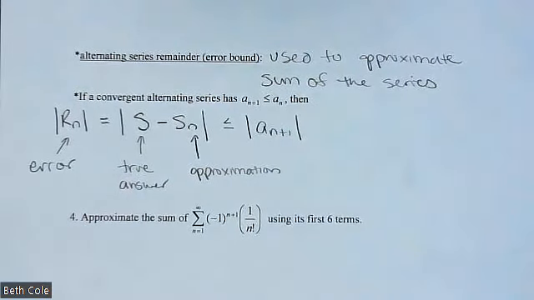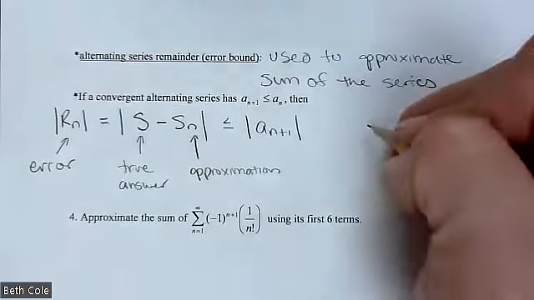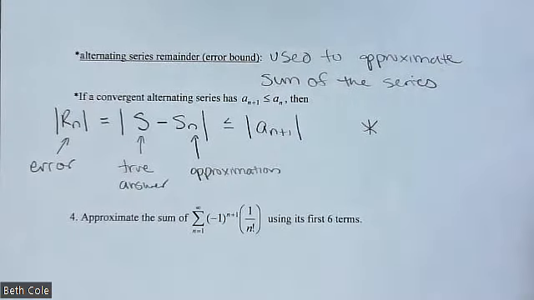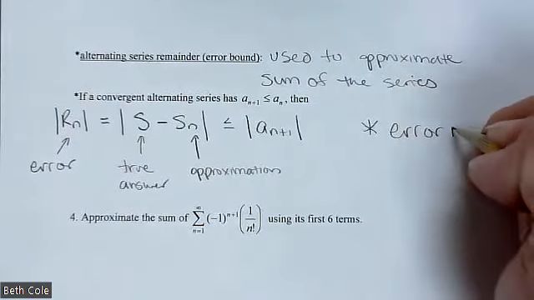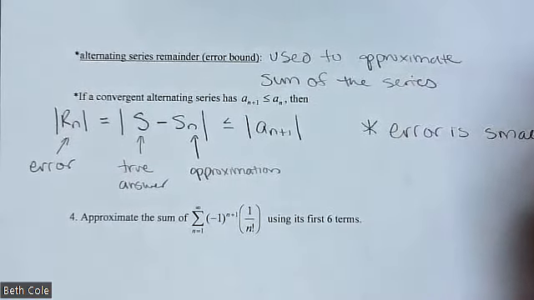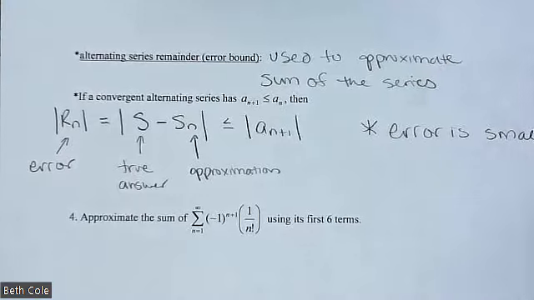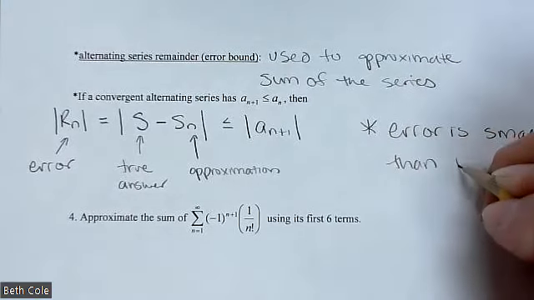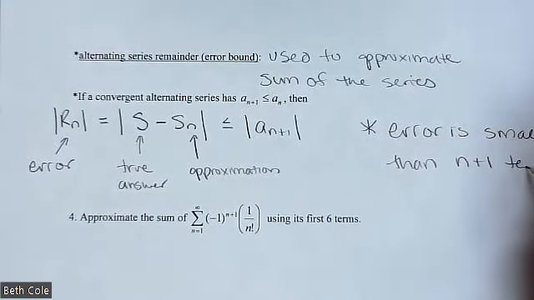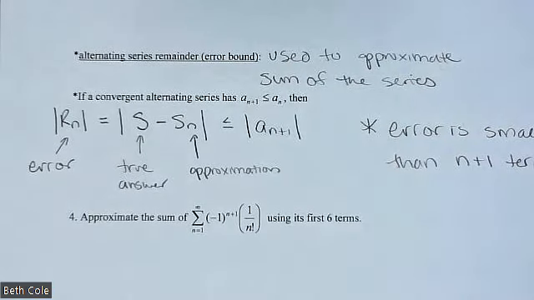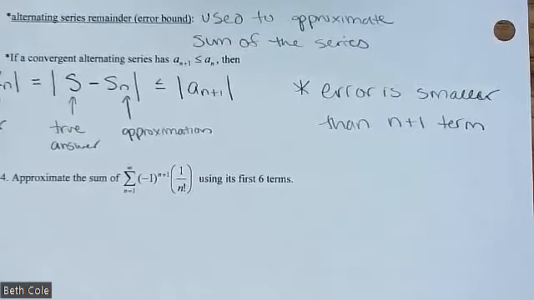And that's the huge takeaway, because I get that that looks like a super complicated thing that we just wrote out. But if you just want the too long didn't read version, the error is smaller than the n plus 1th term. That's the big takeaway. Your error, how much you're off by, is going to be smaller than the n plus 1th term. That's the big takeaway.